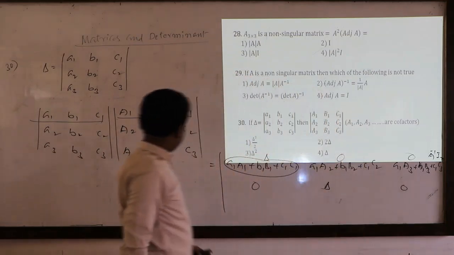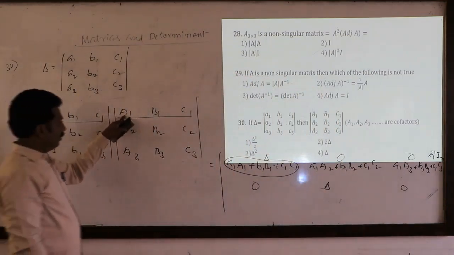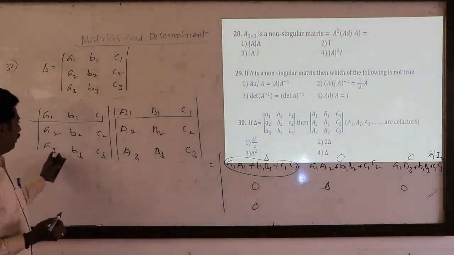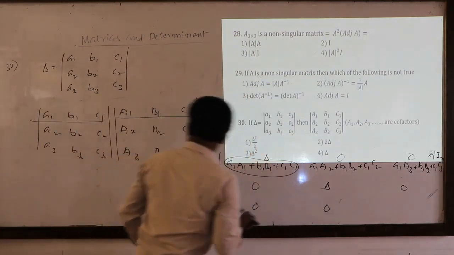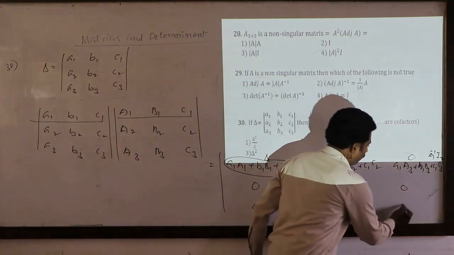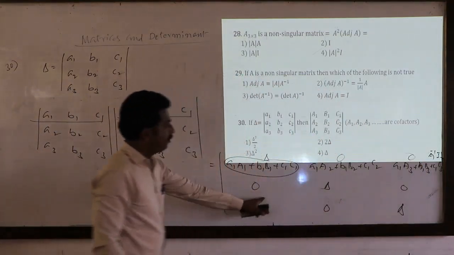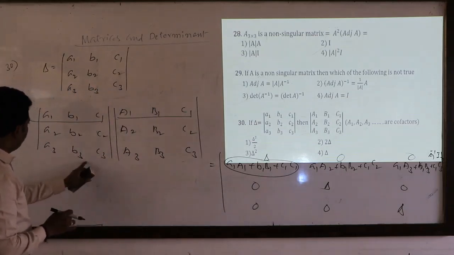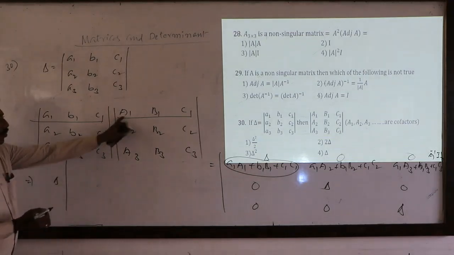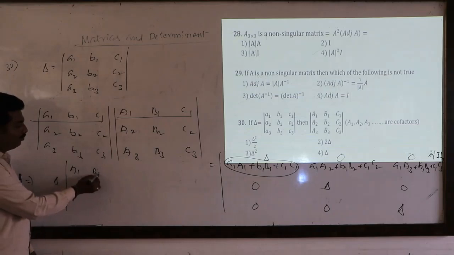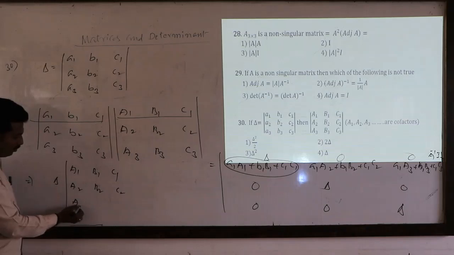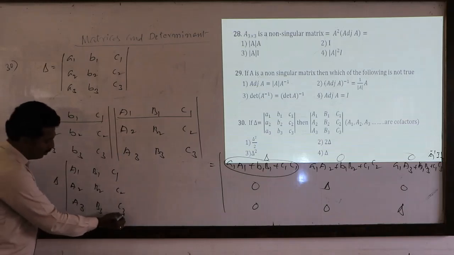This is 0. Next, third row first column, A3 A1: different elements, so 0. Third row second column, A3 A2: 0. See here, A3 A3, B3 B3, C3 C3, so this is always the determinant. So what is this determinant? You observe, finally this is delta. You remember, this is delta into the determinant of A1, B1, C1, A2, B2, C2, A3, B3, C3.